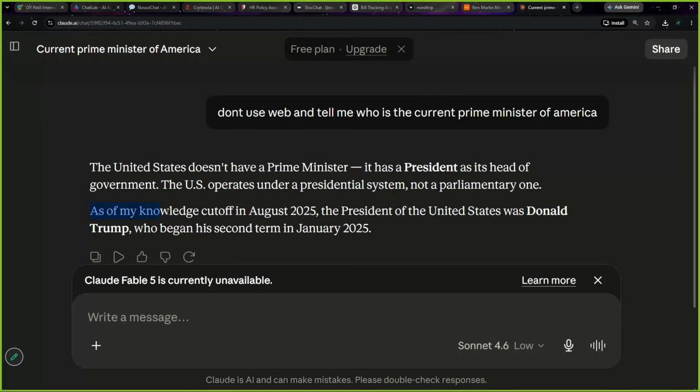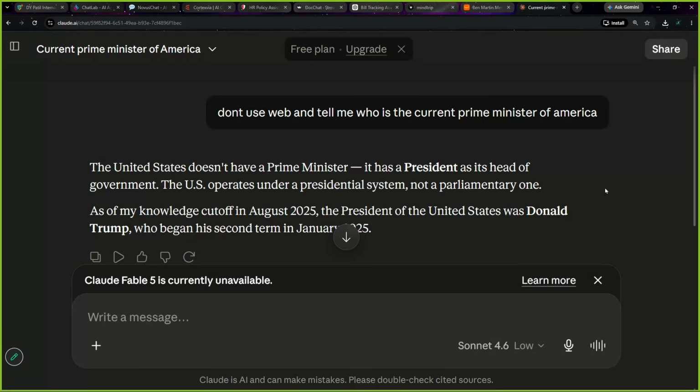The response is, "As of my knowledge cutoff in August 2025, the president of the United States was Donald Trump, who began his second term in January 2025." It is telling that the cutoff date was August 2025, and I do not know anything about it. So this was a huge problem: LLMs are trained till some particular day, and if we want recent information, we are not able to get it, right?